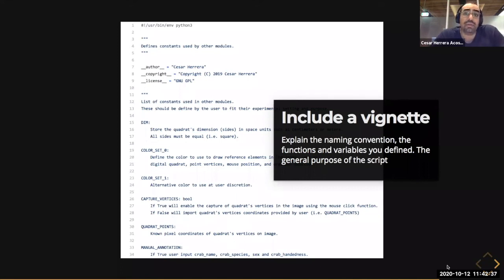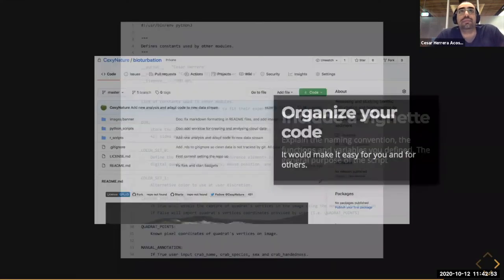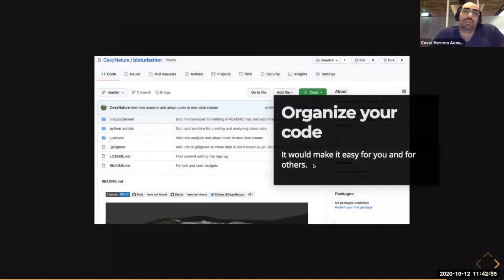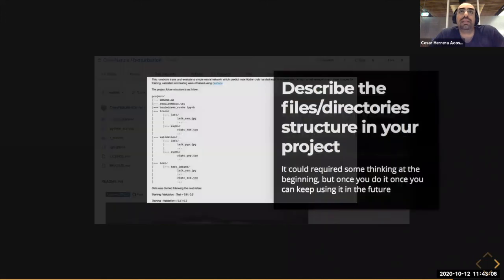I think this is something that will improve your own workflow, because once you start to do this, you don't have to rely on your memory to go back and reanalyze things. Of course, we should also organize our code. We always talk about this. You can use tools like GitHub. I think most people are increasingly doing this.